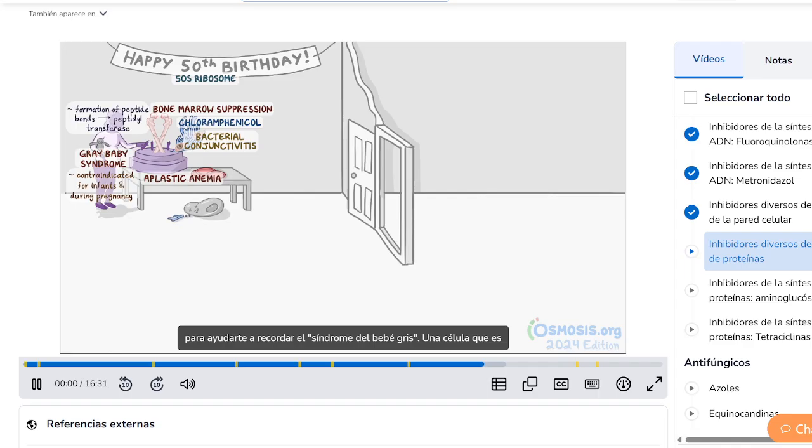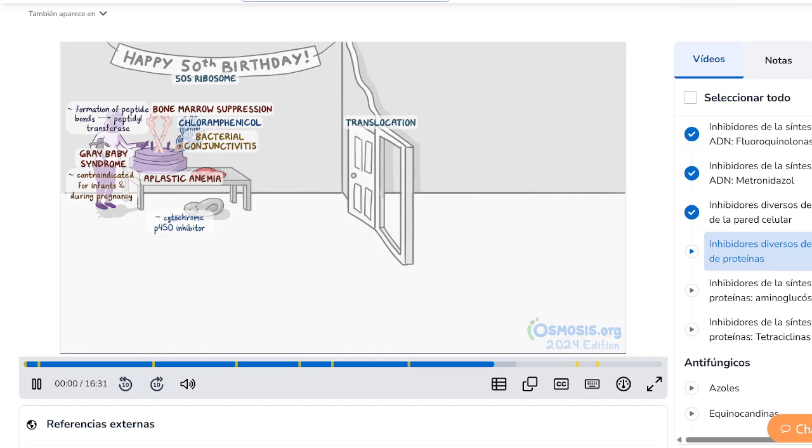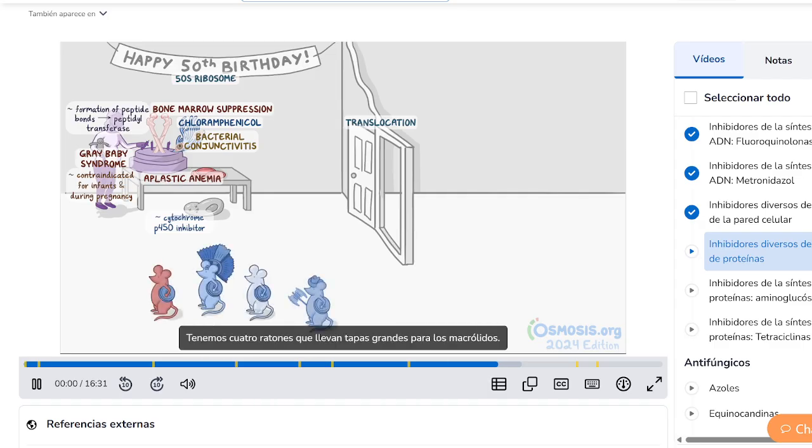A cell that's chrome-colored, representing cytochrome P450, ate some of the coral and died, which will help you remember chloramphenicol is a cytochrome P450 inhibitor. Okay, moving on. Translocation will be represented by the door into the apartment, and two groups of drugs will inhibit this process. On one side of the door, we have 4 mice carrying large lids for the macrolides.